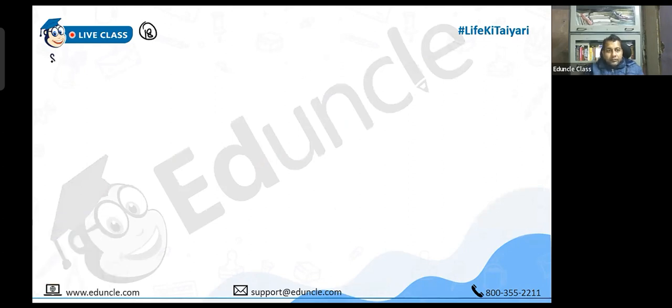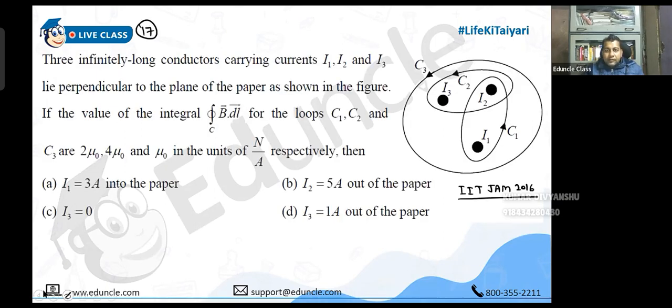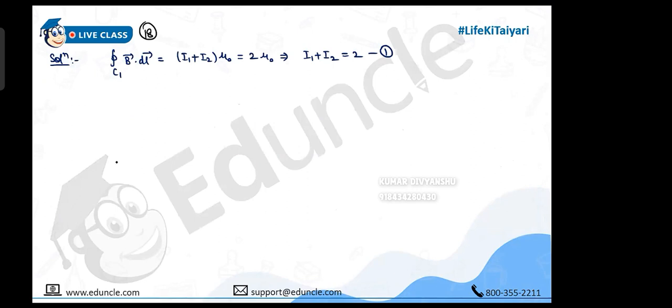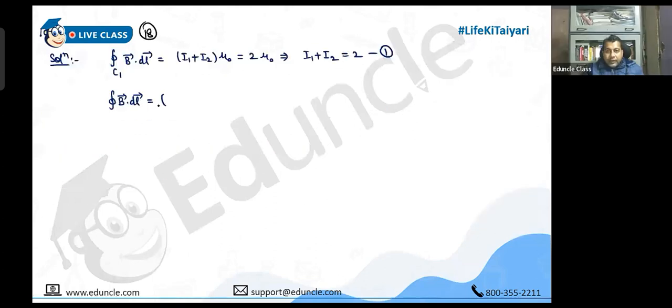So you will make use of Ampere circuit law. In loop C1, the current is I1 and I2. So B dot dl is mu naught I. It means it will be I1 plus I2 times mu naught, and it is given to be 2 mu naught. So I1 plus I2 equals 2. Please check. Now for C2, it is I2 plus I3.